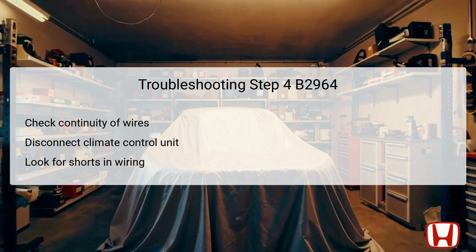Step 4 involves performing a shorted wire check on the bus data line to ensure there are no faults that could be interrupting communication. First, turn off the vehicle and disconnect the climate control unit connector A, which has 32 pins. Maintaining a safe environment is essential during this phase.